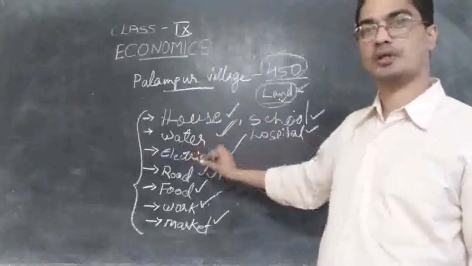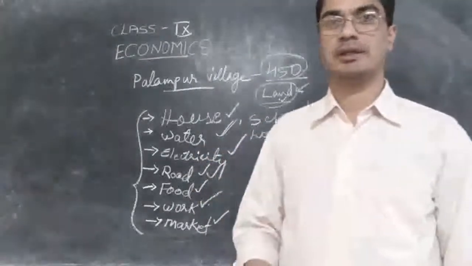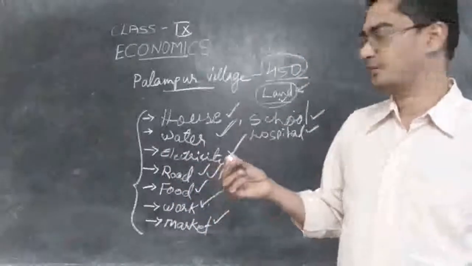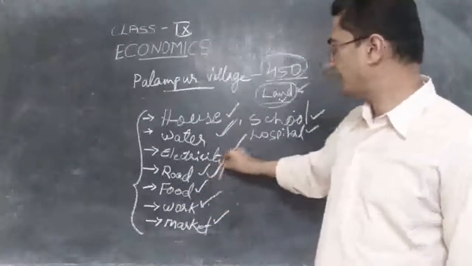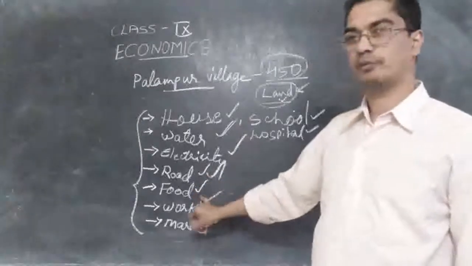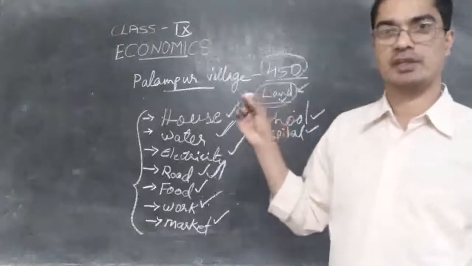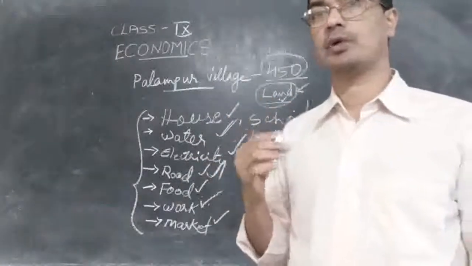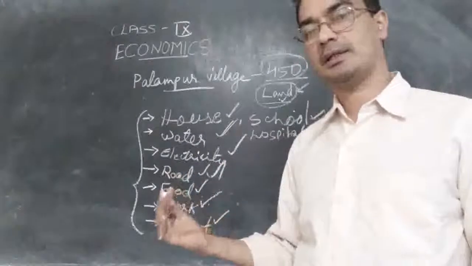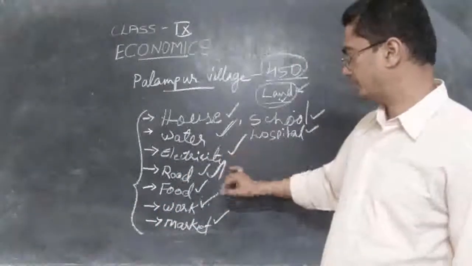And for pumping out water, they have electricity. So with the help of a water pump, they pump out the water with electricity. Then they have got good roads, and they have got food because they are all cultivating. The majority of them have got land for cultivation, and people who don't have land go and cultivate on others' land, and with that help they are able to manage.